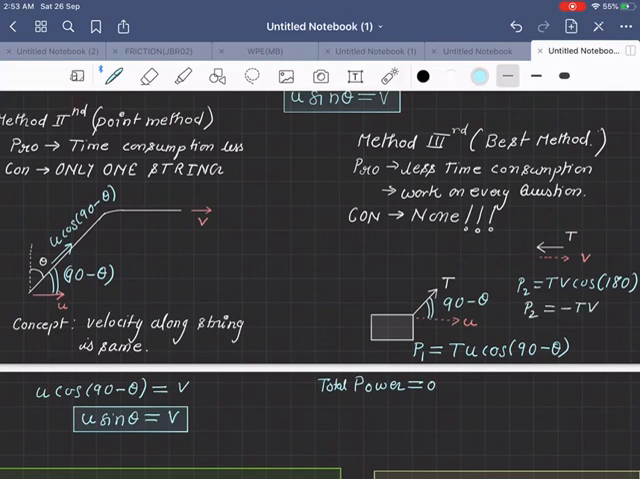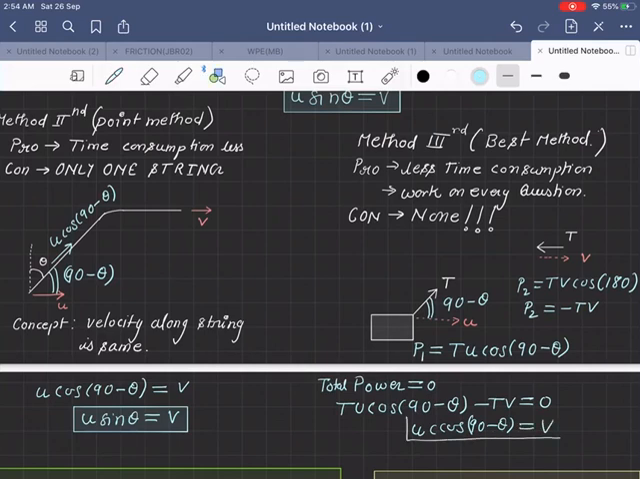So let's put all the values here. P1 plus P2. So this is going to be Tu cos 90 minus theta minus TV equals 0. Solve it. Again you are going to get u cos 90 minus theta is equal to v. Once again we got the same answer which we were supposed to get.